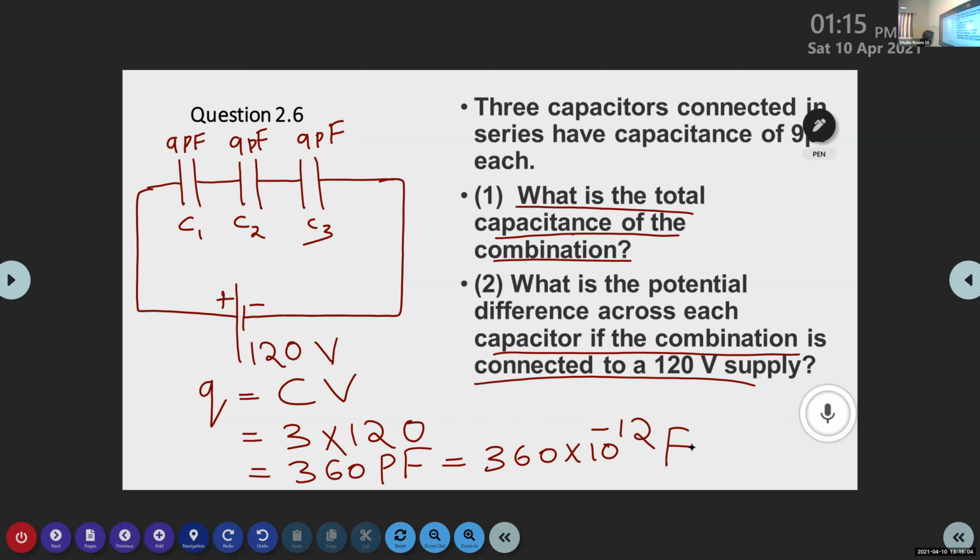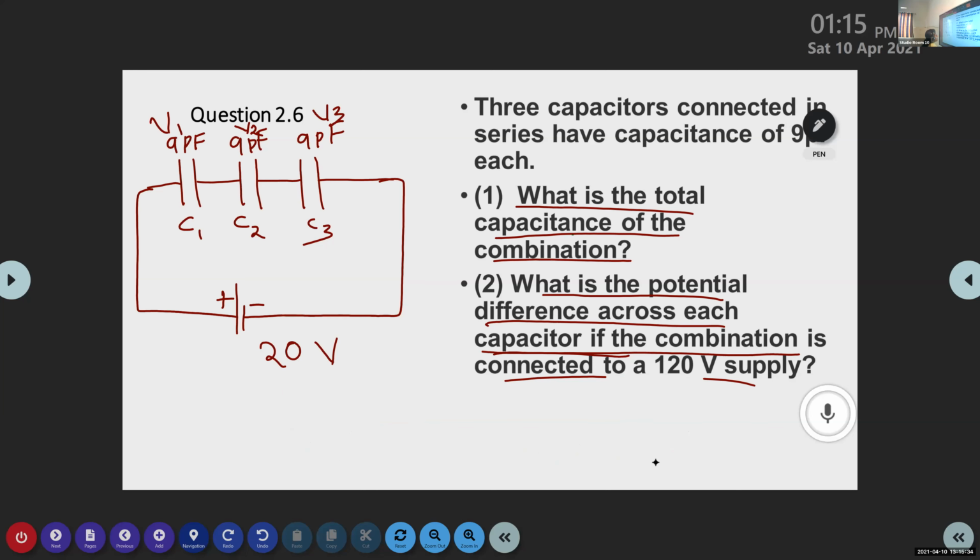We can convert it into farad. 360 into 10 raised to negative 12 farad. But that is not our question. Our question is this. What is the potential difference across each capacitor? We want to calculate the potential difference across C1, which can be taken as V1, across C2 as V2, and across C3 as V3. So what is the equation for calculating the potential difference? Q is equal to CV, which implies V is equal to Q divided by C. So we can calculate V1 is equal to Q by C1.